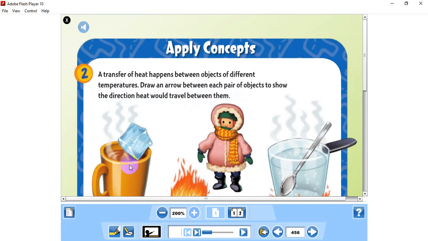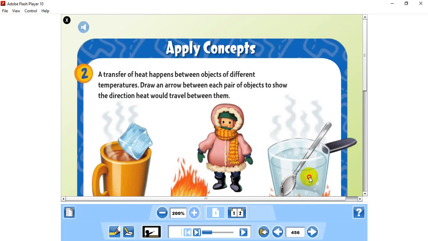So you have to draw the arrow here, from the hot object to the cool object. What about this one? The campfire and a girl here. So the radiation is coming from where? From the girl or from the campfire? From the campfire. The campfire produces radiation to warm the body of the girl. For that reason I will draw the arrow from here to the girl.